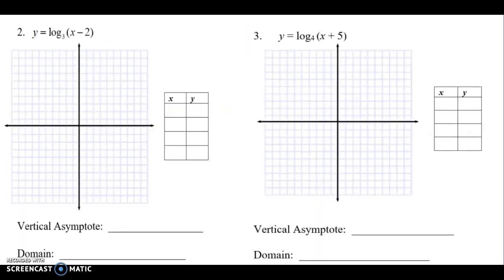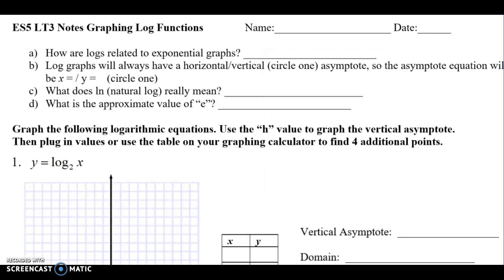All right, so here we have a couple things at the top I want to fill out. First of all, it says, how are logs related to exponentials? They are inverses. Fill that in. They're inverses of each other. Log graphs, we just talked about this. If an exponential has a horizontal asymptote, what's a log graph going to be? Vertical. So circle vertical.